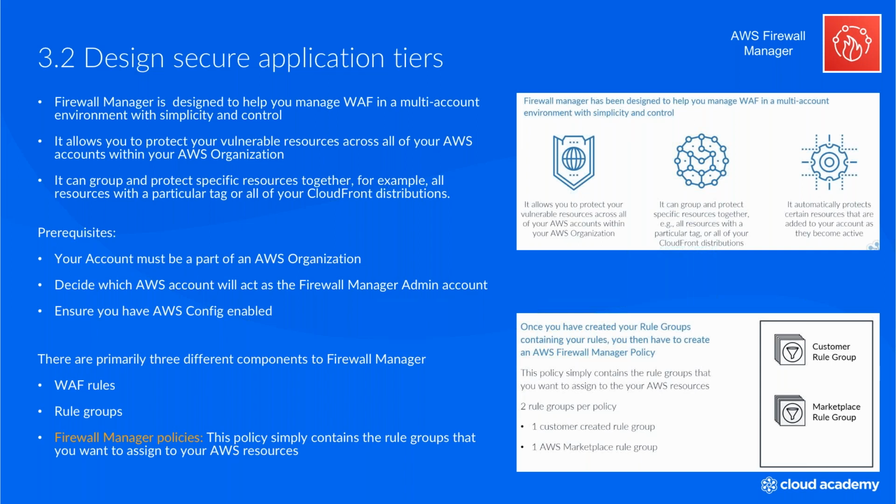Within Firewall Manager, there are 3 different components that you should be aware of, which allow you to control and manage your AWS accounts within your organization. These being WAF rules, rule groups, and Firewall Manager policies. We covered the first 2 in the previous slide. However, firewall policies contain the rule groups that you want to assign to your AWS resources. It's important to point out that you can only have 2 rule groups per policy, one that's customer created and one that's either AWS managed or from the AWS Marketplace.